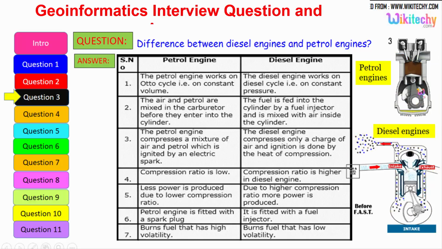In the petrol engine the compression ratio is low, whereas in the diesel engine the compression ratio is higher. Less power is produced due to the lower compression ratio; with a higher compression ratio, more power is produced. The petrol engine is fitted with a spark plug. The diesel engine is fitted with a fuel injector. The petrol engine burns fuel with a high volatility, so petrol is highly volatile, whereas the diesel engine will burn the low volatility liquid also, so diesel is a low volatile liquid. So these are some of the differences between the petrol engine and diesel engine.